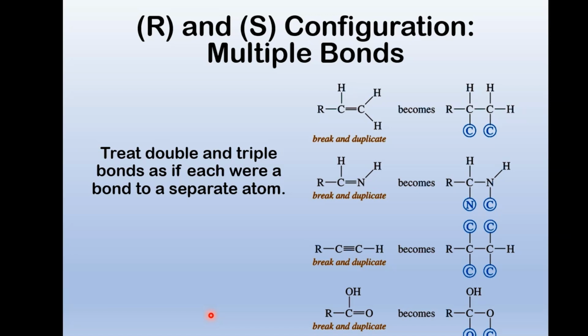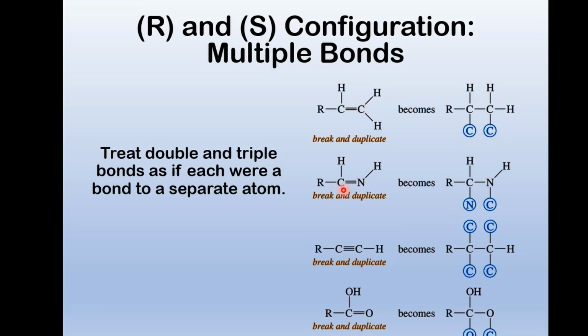We treat double and triple bonds as if each were a bond to a separate atom. So let's say this R is my stereogenic carbon, and I'm trying to figure out what's bonded to this carbon. We can imagine that this carbon is bonded to a hydrogen, and it's bonded to a carbon, and then this double bond gets duplicated, meaning I can imagine another carbon bonded here. There's the first one from the first bond, and then the second one from the other bond, and then we can do the same thing with this carbon. So that's how we want to treat that.